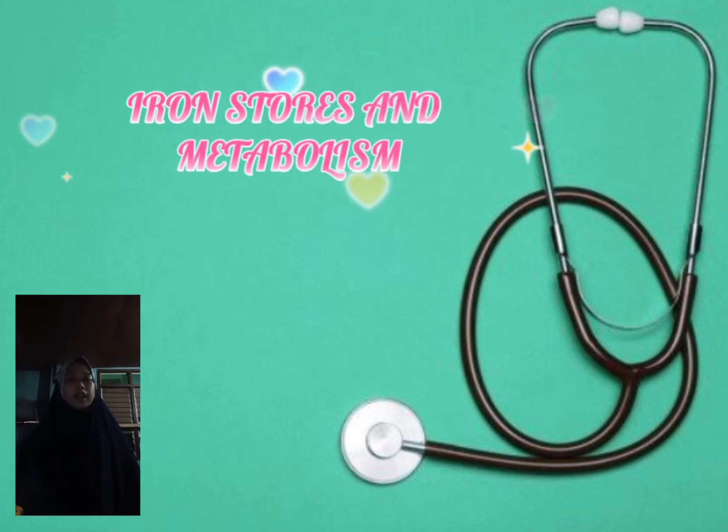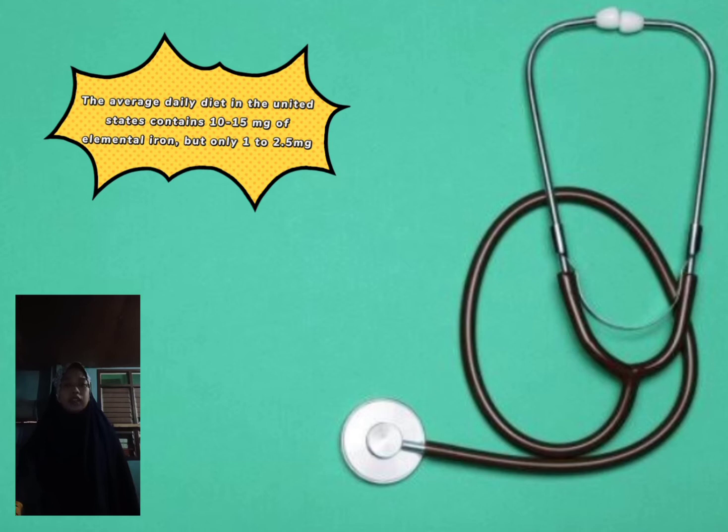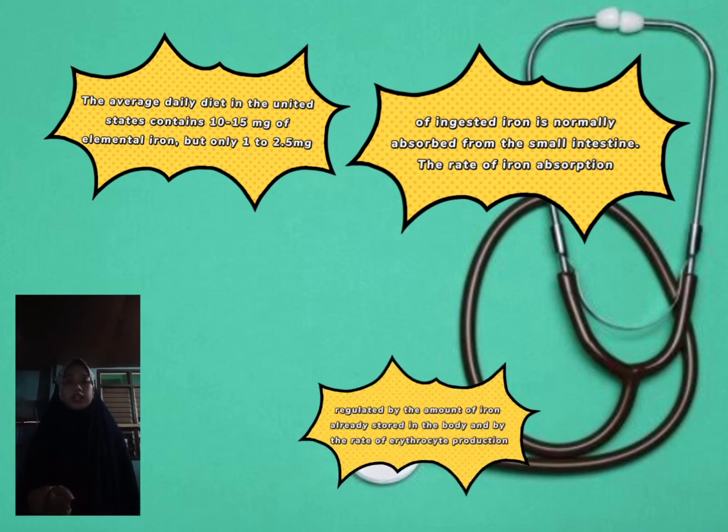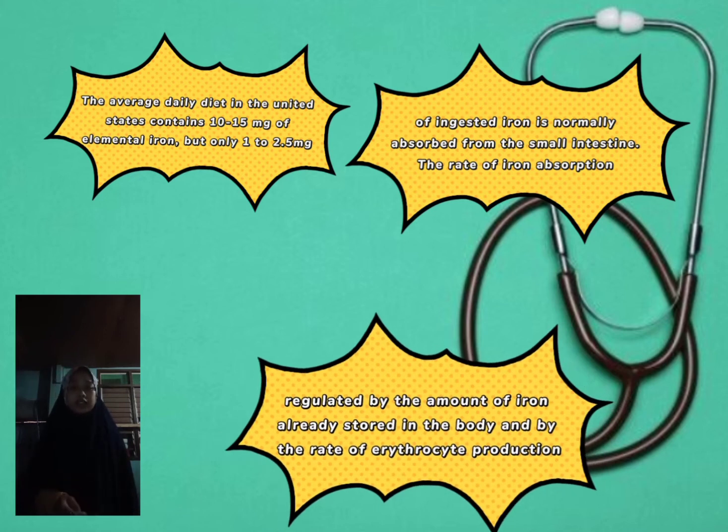The next one is iron stores and metabolism. The average daily diet in the United States contains 10 to 15 milligrams of elemental iron, but only 1 to 2.5 milligrams of ingested iron is normally absorbed from the small intestine, according to Adamson 2015. The rate of iron absorption is regulated by the amount of iron already stored in the body and by the rate of erythrocyte production.